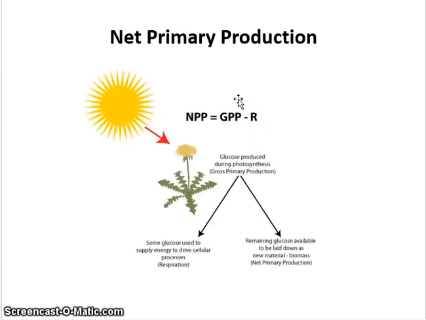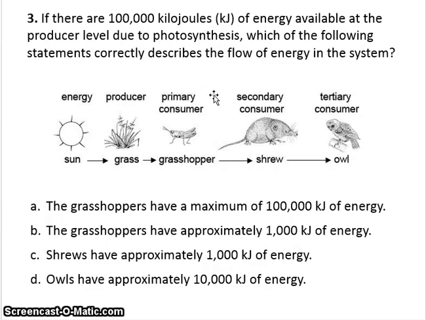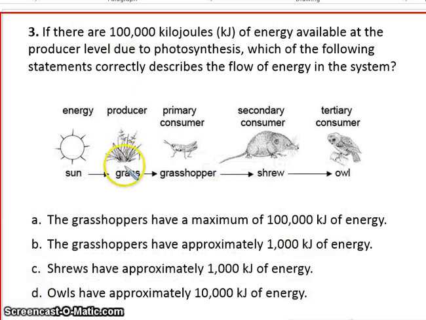Again, we already looked at that. The idea of gross is everything. R is what gets used for respiration of the plant, so what's left over is the net primary production. Let's go on to number 3, and number 3 says if there are 100,000 kilojoules of energy available in the producer level, I'm going to immediately find the producers, which is grass, and these guys are going to have 100,000 kilojoules of energy. Which of the following statements is correct?